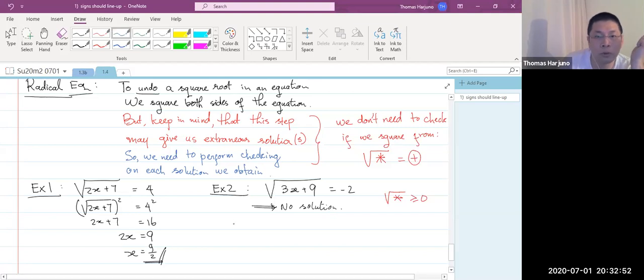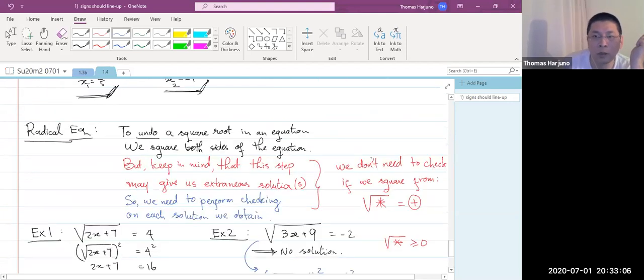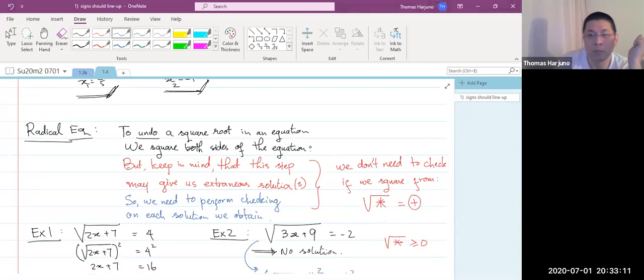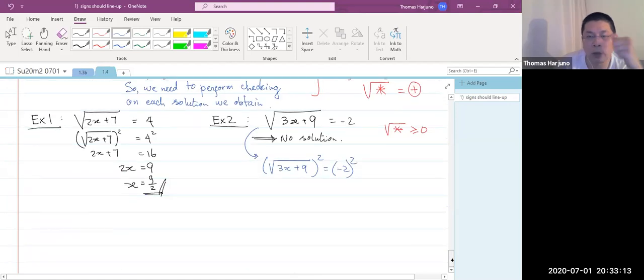Okay, but suppose you don't realize that and then you square both sides. Go ahead, you square both sides. But notice the right-hand side is not a positive number, right? So it doesn't fall into that category. Because the other side is not a positive number, when you square both sides, you need to check. 3x plus 9 equals 4. 3x equals negative 5. x equals negative 5 thirds.